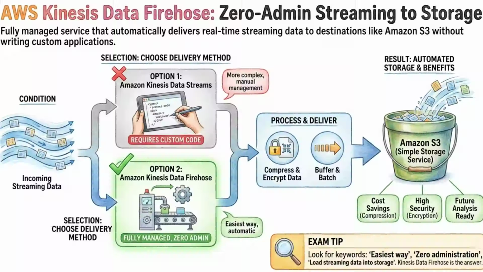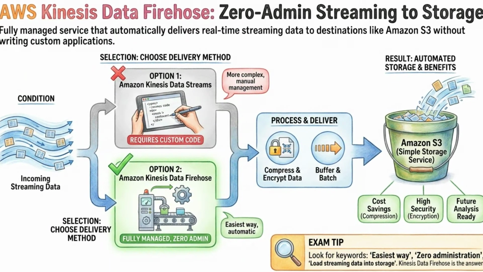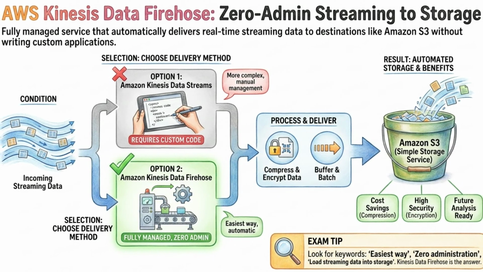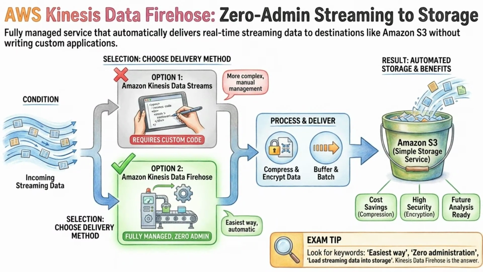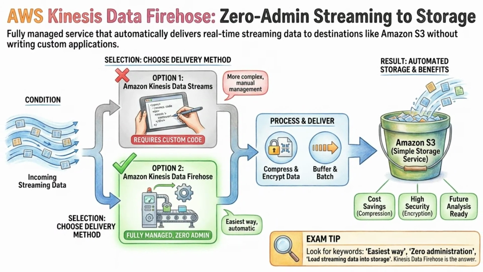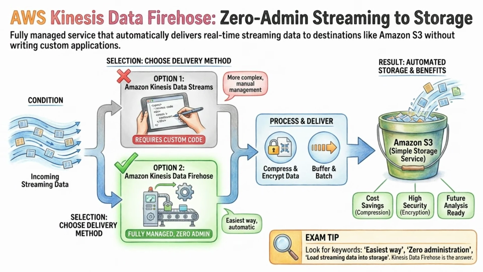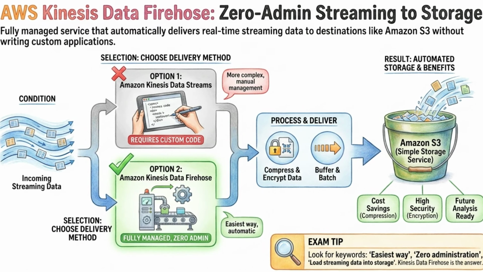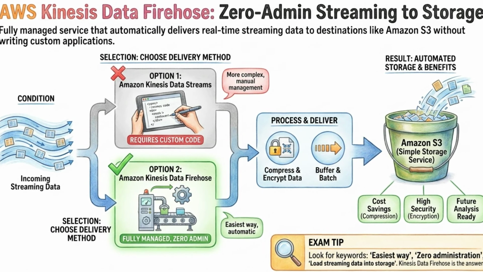Sometimes, you need to save that incoming streaming data directly into a storage system for future analysis, and this is where Amazon Kinesis Data Firehose comes into play. Unlike Kinesis Data Streams, which requires you to write custom code to process the data, Firehose is fully managed and automatically delivers data to destinations like Amazon S3. It can even compress and encrypt the data before saving it, which saves you money and keeps your information highly secure. If an exam question asks for the easiest way to load streaming data into an AWS storage service with zero administration, Kinesis Data Firehose is almost always the correct answer.